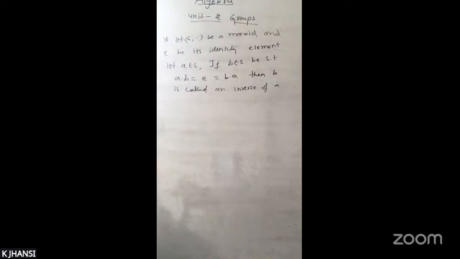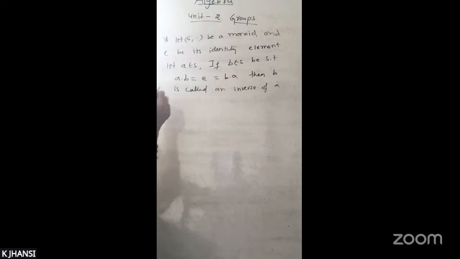Let (S, ·) be a monoid and e be its identity element. Let a belong to S. If b also belongs to S such that a · b = e = b · a, that is what I told just before: a × a inverse = 1 = a inverse × a. Same property. Here we are taking a and b as the two elements.